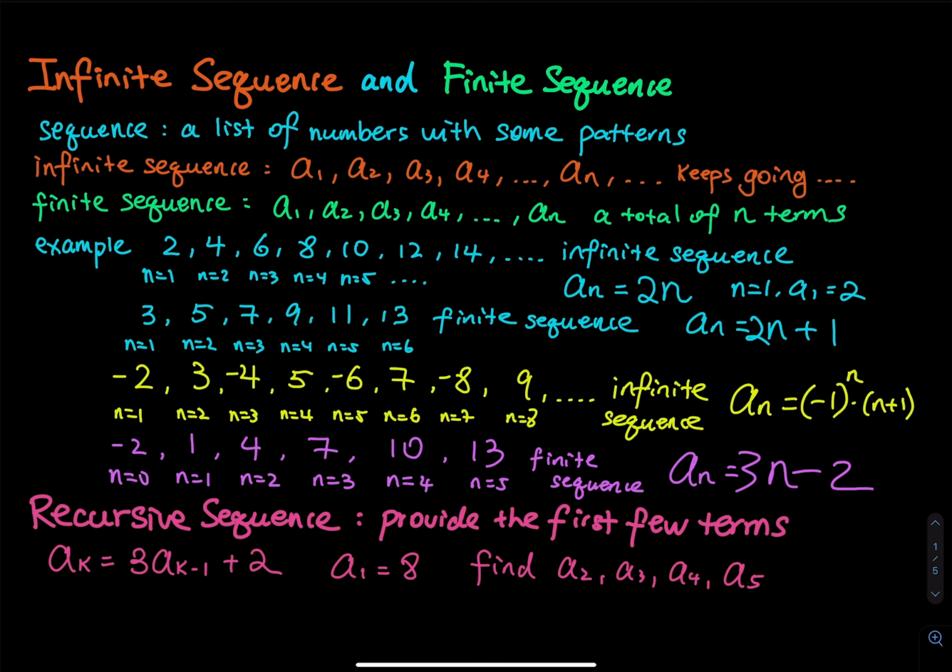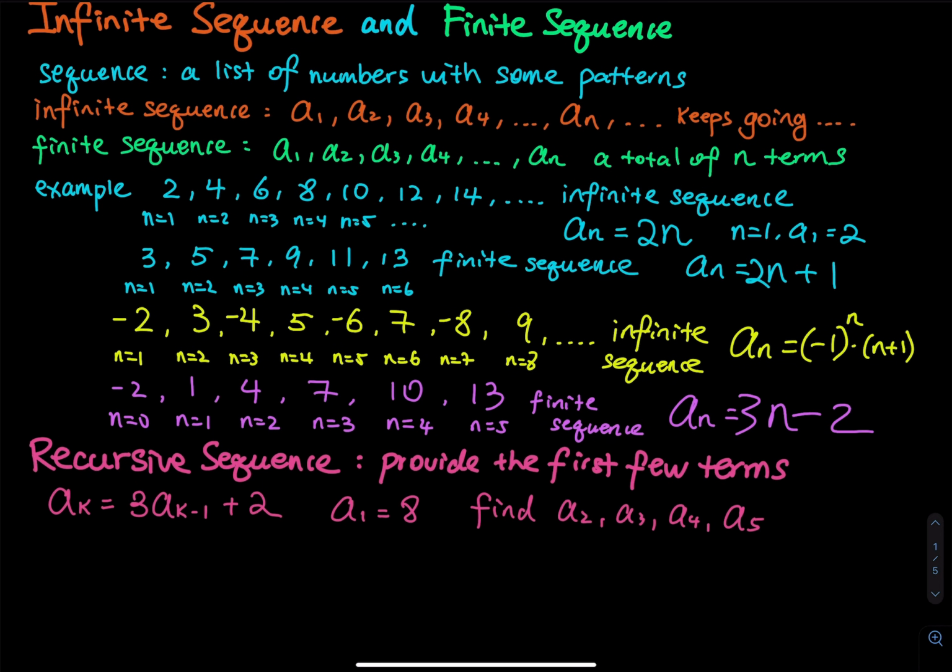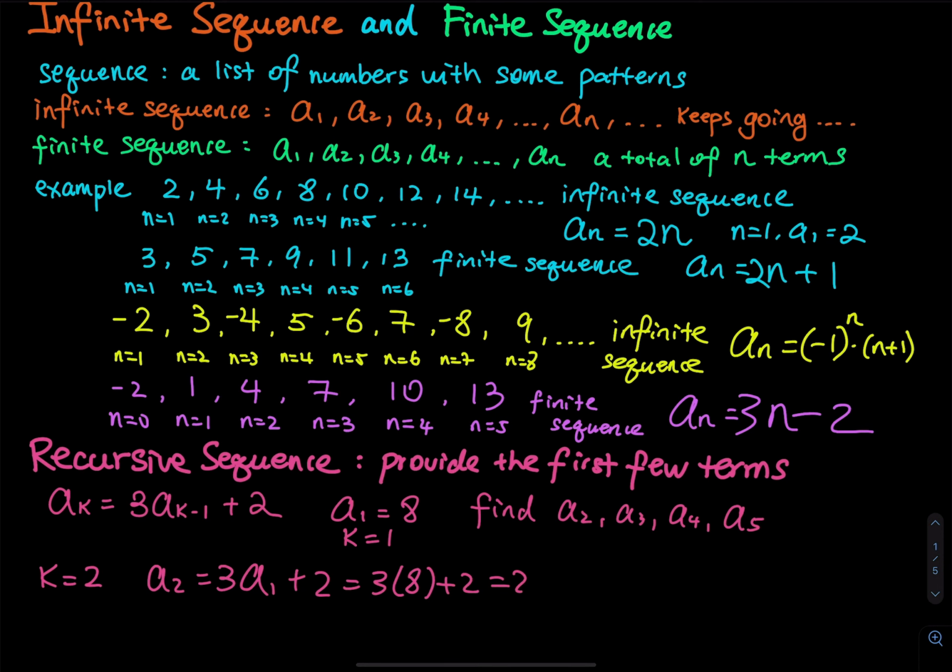Okay, let's do that. So we match the color first. We already have the first term, so that term is k equals 1, right? And then when k equals 2, what do we have? We have a of 2, which equals 3 times a of 2 minus 1, and then plus 2. This is based on the first term. We have 3 times 1 plus 2, that is equal to 5.